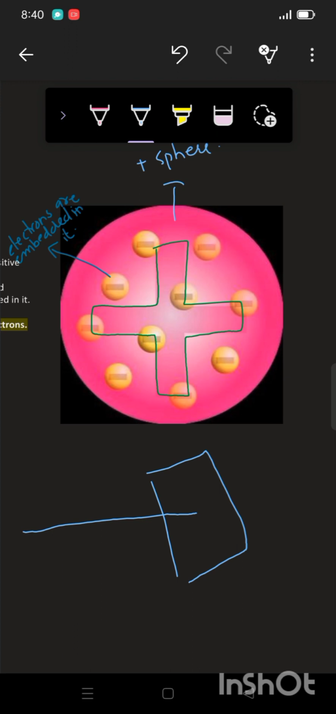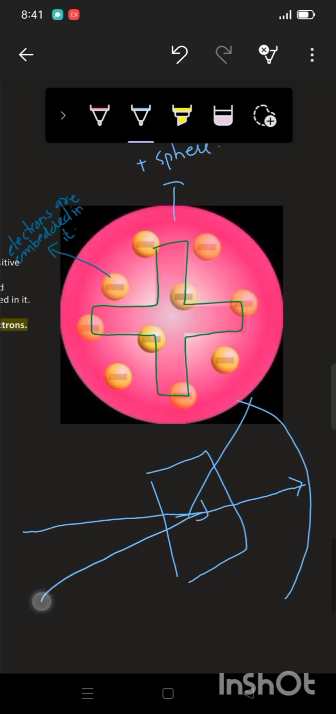Some were deflected at a very small angle. Here he put a U-shaped zinc sulfide plate too. Some got deflected at a very small angle, most passed straight, which was 99.9 percent, and very few, 1 in 2000, came back. Here on the screen we were showing that 1 in 20,000 is coming back.